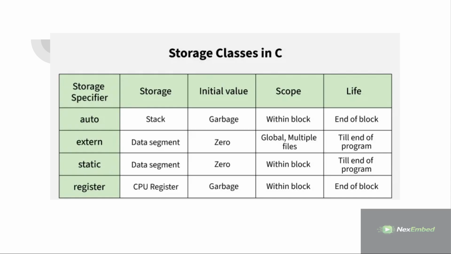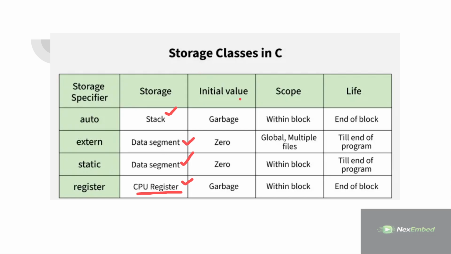Now we can have a general comparison of auto, extern, static and register. Auto is generally stored in the stack memory. Extern will be stored in the data segment. Static is also stored in the data segment. Registers will be stored in the CPU register. Now I also said that if my compiler ignores it, it can't be stored in a CPU register. It will be stored in RAM.